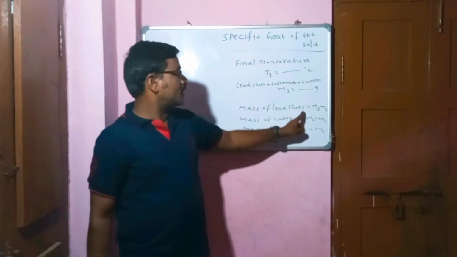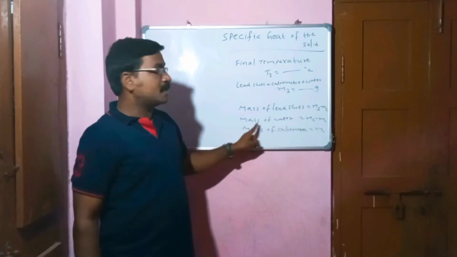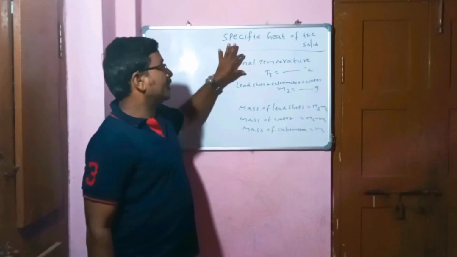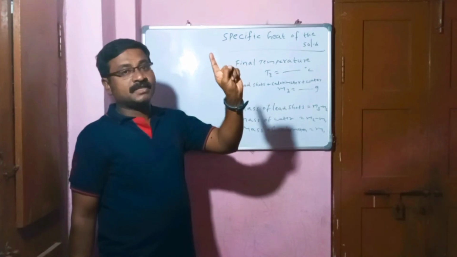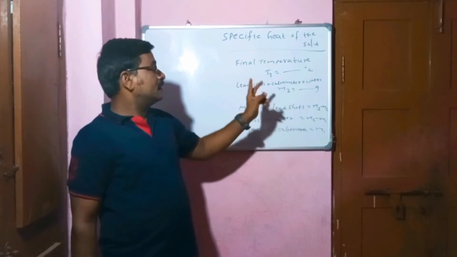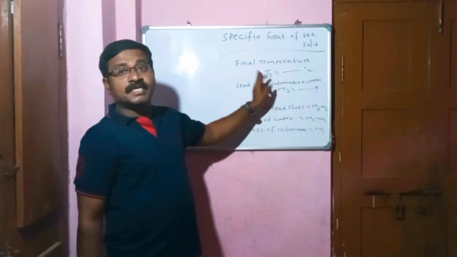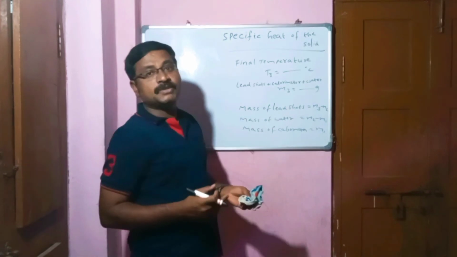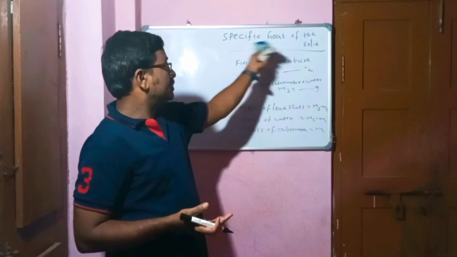Okay, these three masses, three temperatures. Mass of the lead shards is M3 minus M2. Mass of the water is M2 minus M1. Mass of the calorimeter is M1. Temperatures: T1 is room temperature, T2 is 100 degrees centigrade, T3 is resultant temperature. Three temperatures, three masses. By using the principle of method of mixture, you can find out the specific heat of the lead shards.